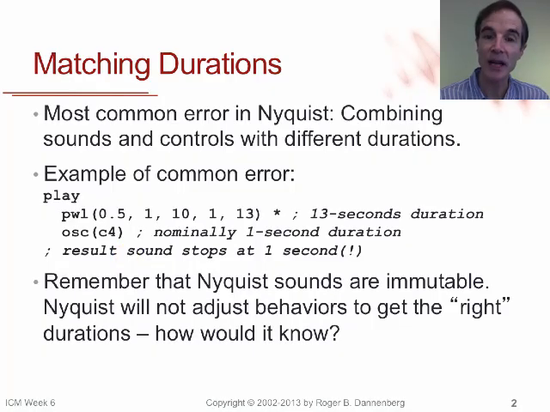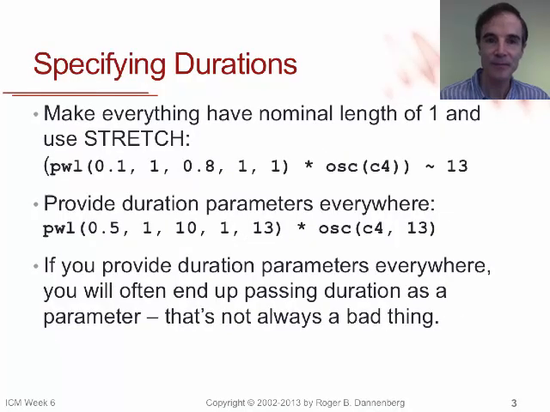So remember that Nyquist sounds are immutable, and Nyquist does not adjust behaviors to get the right duration. So, we evaluate PWL, we get a 13-second sound. We evaluate OSC, we get a 1 second sound. We pass both of those sounds, which are now immutable, to multiply. And what else can multiply do but truncate the 13 seconds down to 1 second? So you have to be careful to match durations.